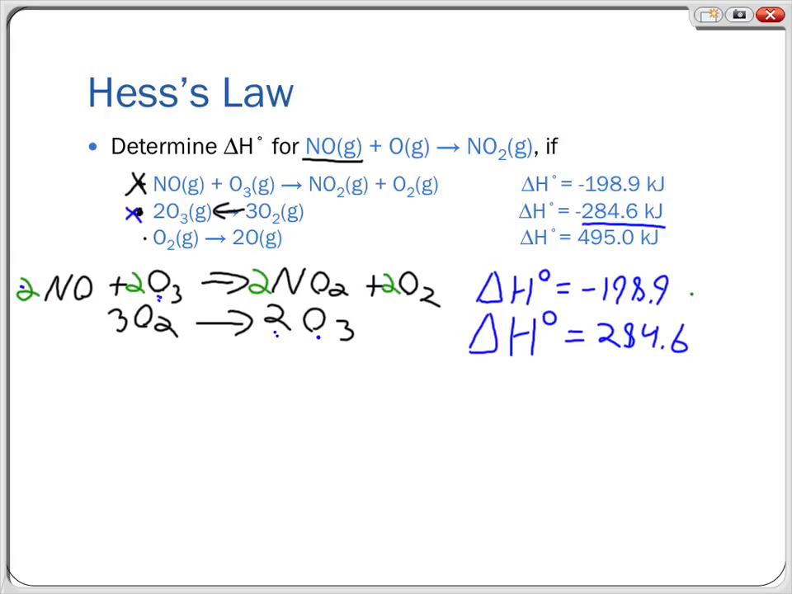Now, in the process of doing that, that means this is no longer negative 198.9. This is now going to be twice that. It's going to be negative 397.8 because we multiplied it by 2. But by doing this, we can cancel out these ozones, those 2O3s that we had right there. That's going to be important because otherwise we cannot cancel them out.